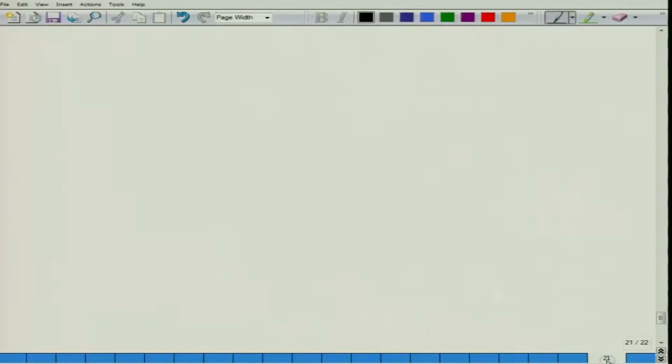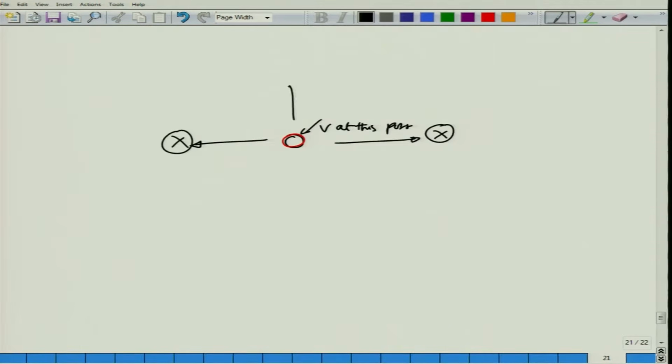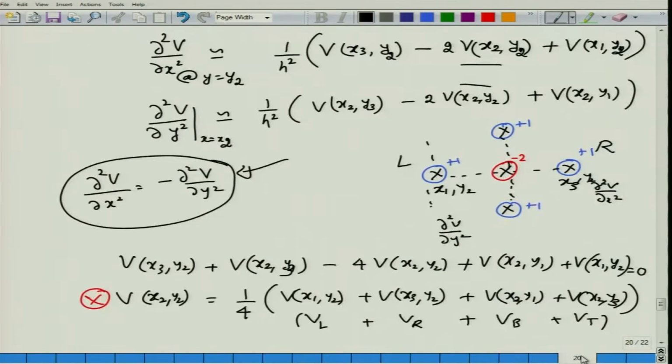So what you see is that if I am there at the center point, okay, so this is my center point out here. If I want to know the potential at this particular point, all I have to look at is the point at the right, the point at the left, the potential at the top and the potential at the bottom, and then add all this. The average of these 4 will be the potential at this particular center point. Okay, so this is your finite difference method of solving Laplace's equation.